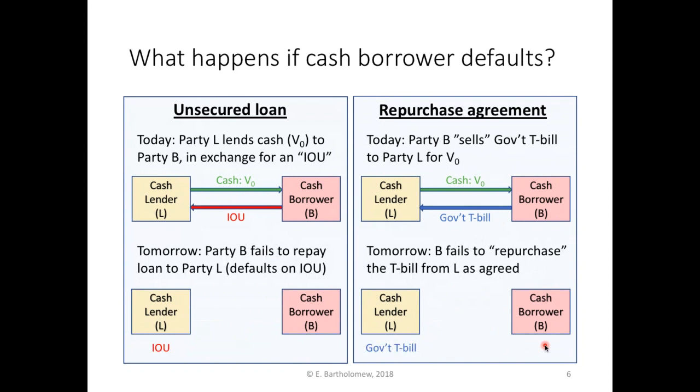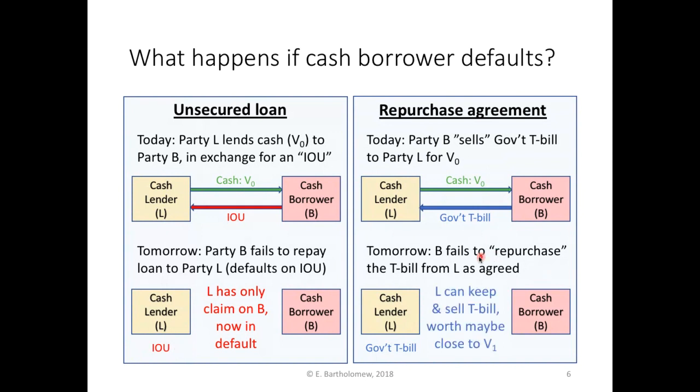But what if something does go wrong? What happens if the cash borrower defaults? So if we're looking at the unsecured loan now, the next day, party B, the borrower, fails to repay the loan to party L. In other words, defaults on the IOU. So the cash lender is left with his IOU and no cash. And they have a claim on B, but that claim is now in default, so of limited value.